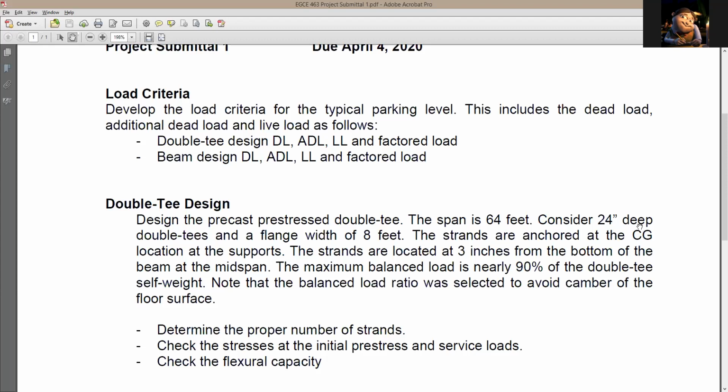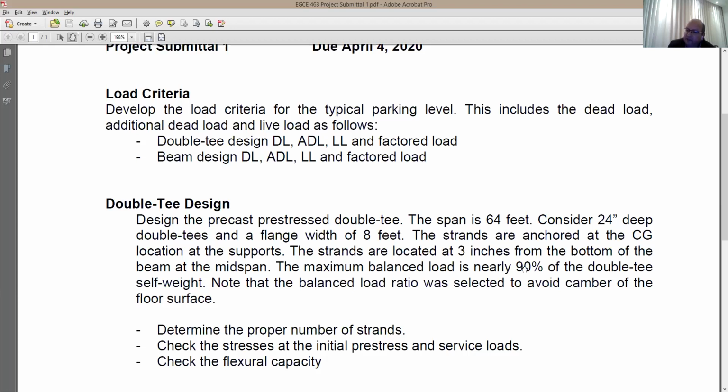Okay, good. The strands are anchored at the CG location at the supports. So right at the support, the strand is going to be at the CG, the center of gravity of the section. And this says here, the strand is going to be located 3 inches from the bottom. Now look at the bottom of the double T, and then you put the strands at 3 inches. The maximum balanced load is nearly 90% of the double T self-weight. I guess we're now good with the balanced load. We know how to do this. So look here at double T self-weight.